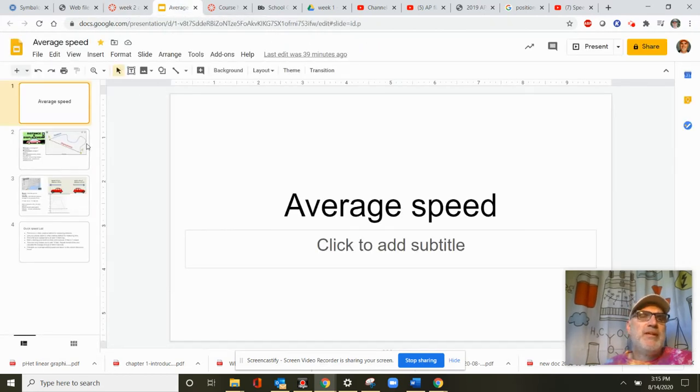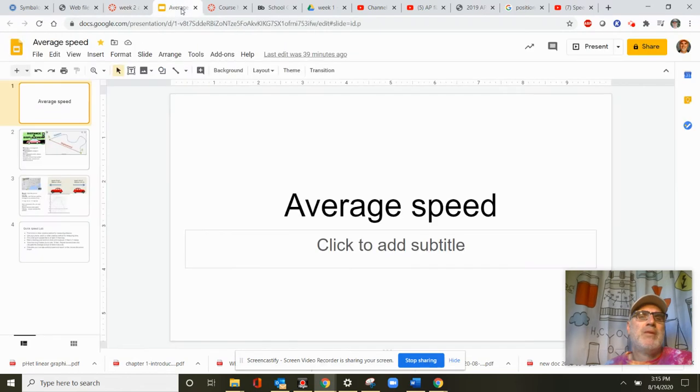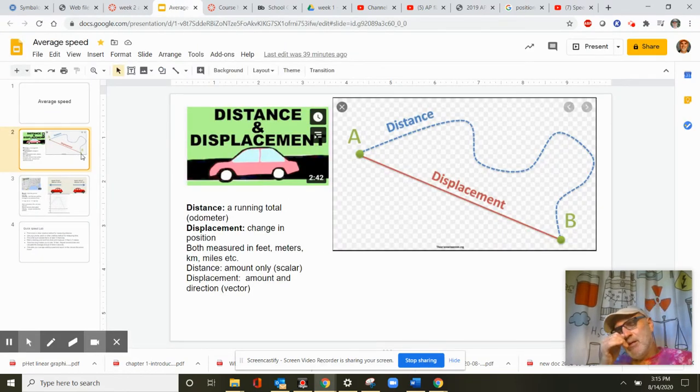So I'm going to switch over to here. Here's my average speed lecture. You can find this slideshow here on the Canvas, link to slideshow used in video. All right, so first, before we really talk about average speed, we have to talk about a couple of other concepts. What is distance? What is displacement?